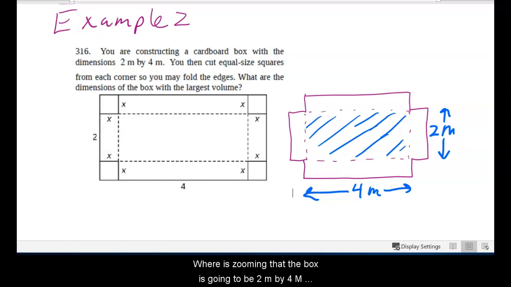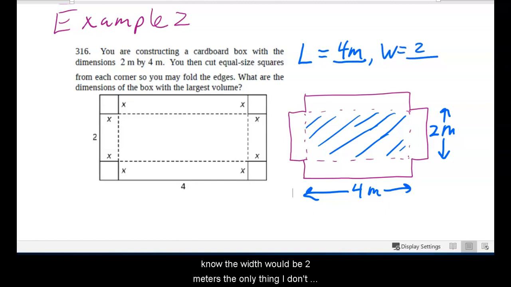We're assuming that the box is going to be 2 meters by 4 meters, 2 meters wide, 4 meters long. The dimensions of the box are given by length, width, and height. That is what I'm looking for. But based on my interpretation, I know the length is 4 meters. I know the width would be 2 meters. The only thing I don't know is the height of the box. That must be what I'm looking for.